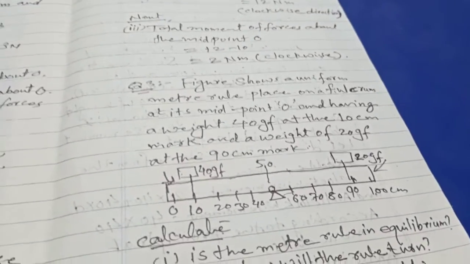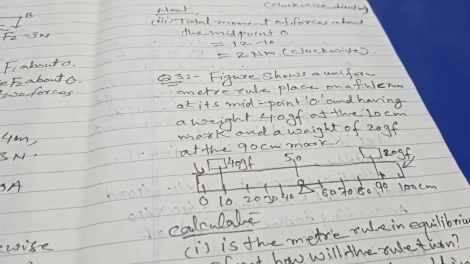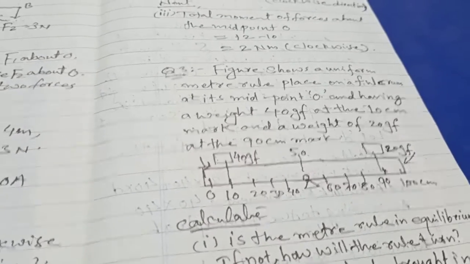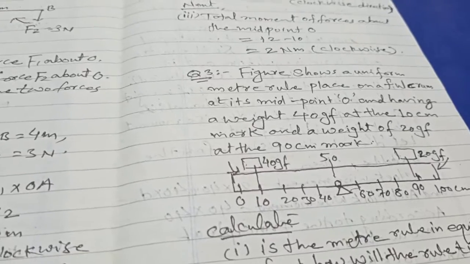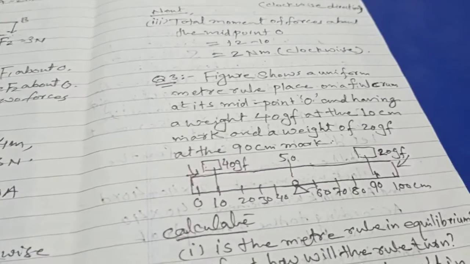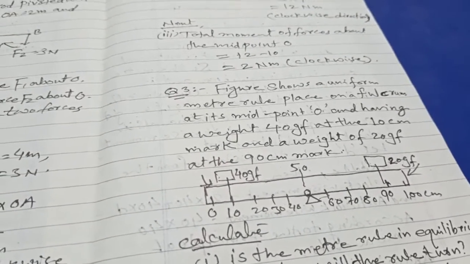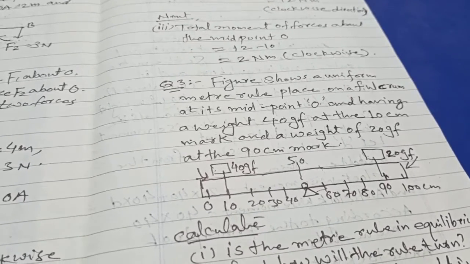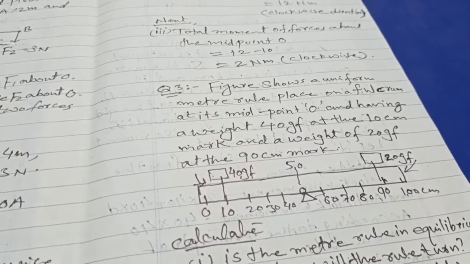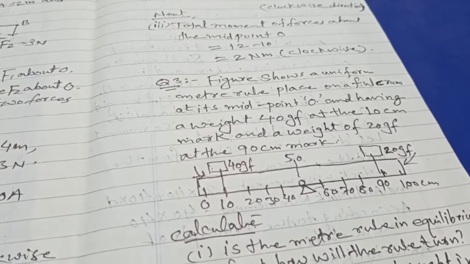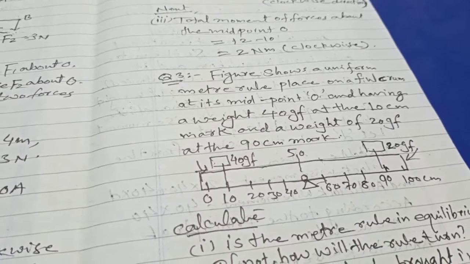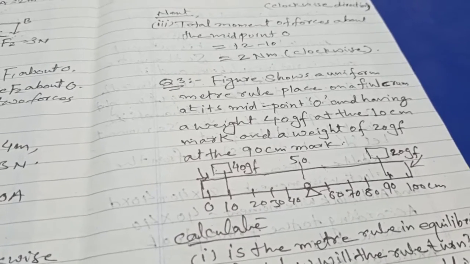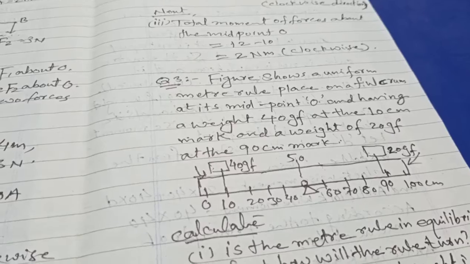Question number 3 is different. This is a meter ruler. A meter ruler is 1 meter. How many centimeters? Total is 100 centimeter. The figure shows it. What is the midpoint of the 100 centimeter? 50 centimeter, and this is the pivoted point. The figure shows a uniform meter rule placed on a fulcrum. Fulcrum means the pivoted point, the moving point, and in detail we will cover it in the machines chapter.